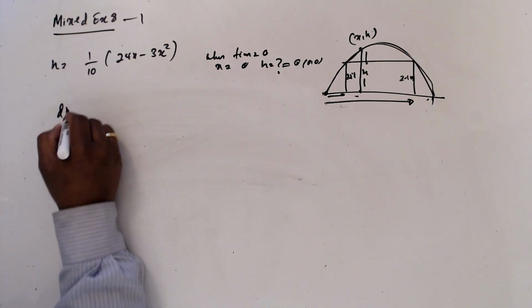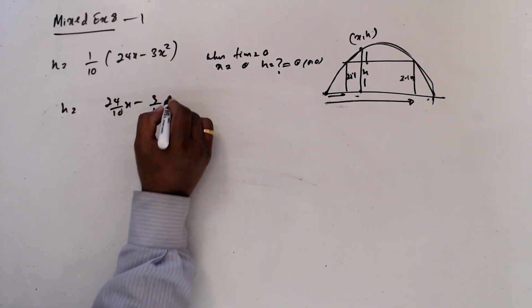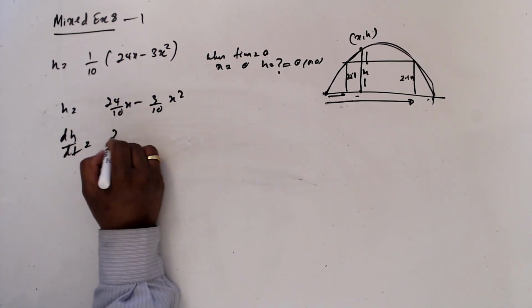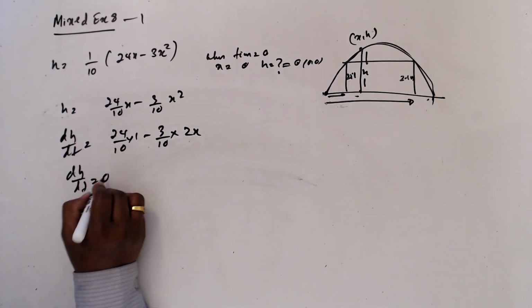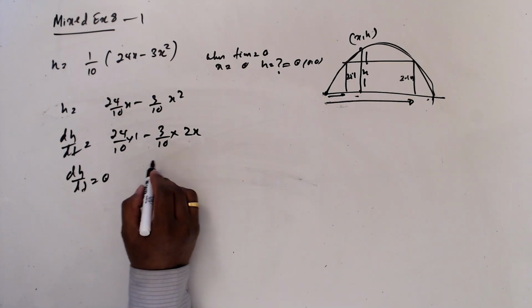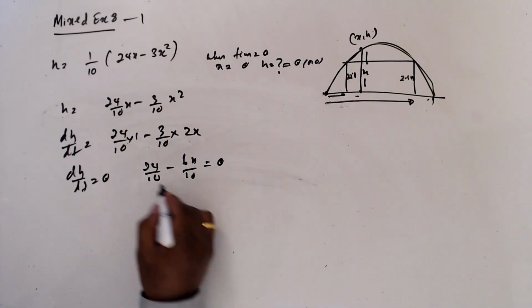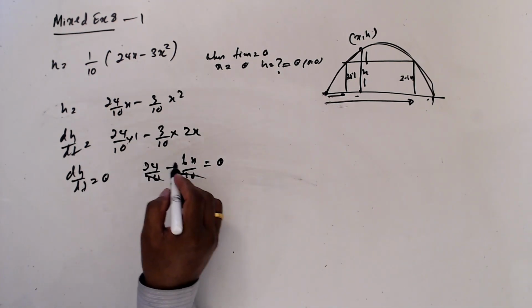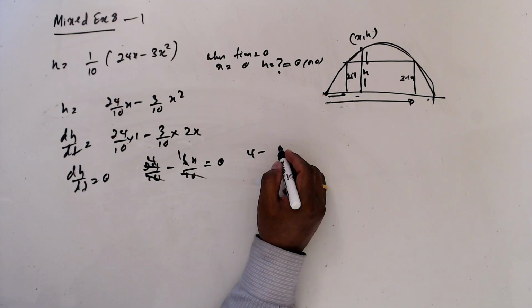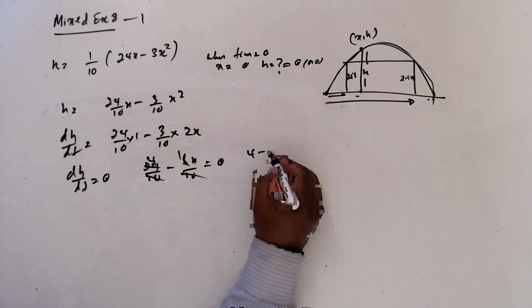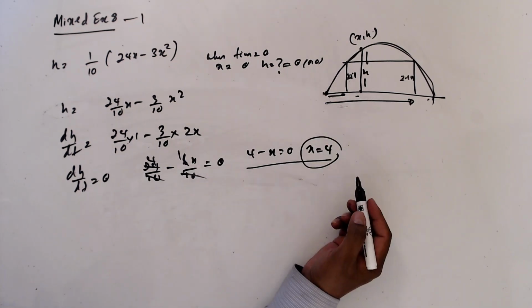The second one: h is 24 over 10 x minus 3 over 10 x squared. dh over dx is 24 over 10 times 1, minus 3 over 10 times 2x. So dh over dx equals 0. We are going to find the stationary point. This is 24 over 10 minus 6 over 10 x equals 0. Actually, we can cancel out the 10. Then this is 24 minus 6x equals 0, so x equals 4. So this is the x coordinate of the stationary point.